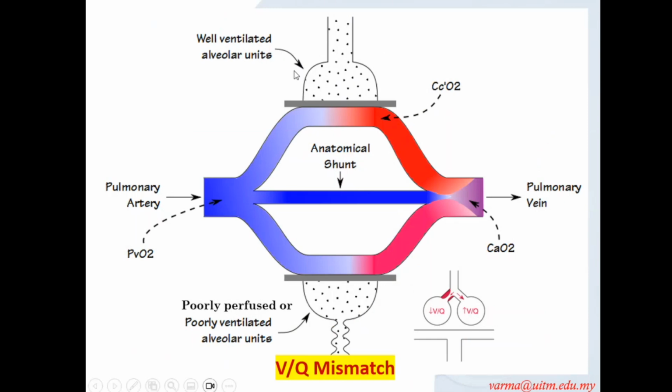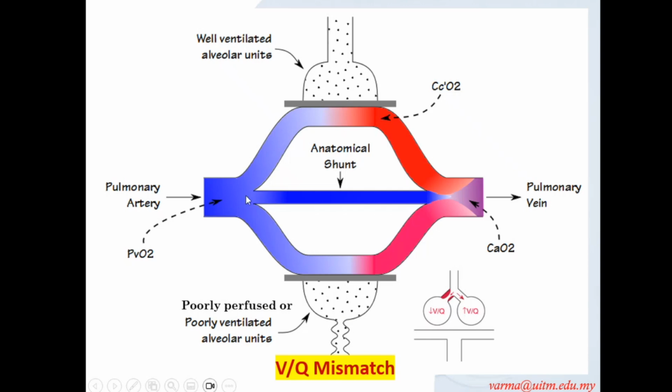So this is the normal alveoli. This is the pulmonary artery bringing blood from the right side of the heart, goes through a well-ventilated alveolar unit, goes back to the pulmonary vein. Then we have pulmonary artery blood that passes through alveoli that are partially ventilated. So this is VQ mismatch. Either there are poorly perfused or poorly ventilated alveolar units. So that will cause the VQ mismatch.